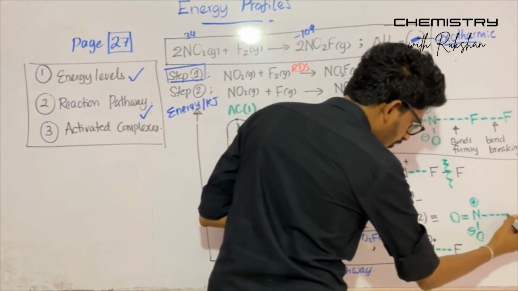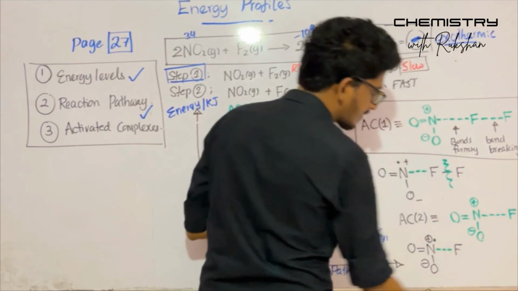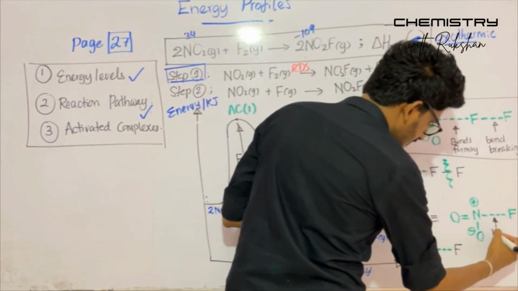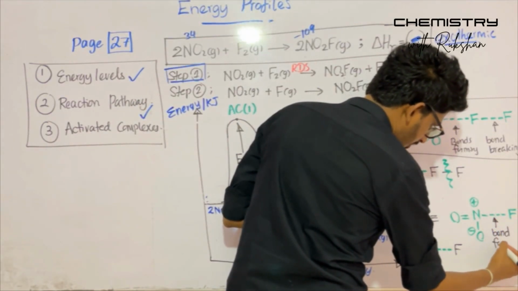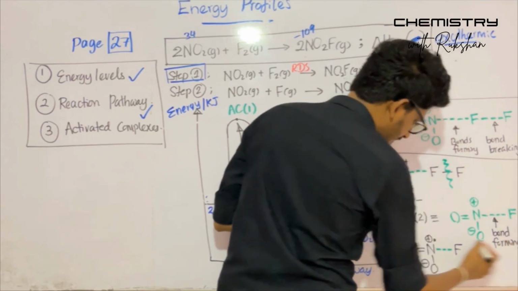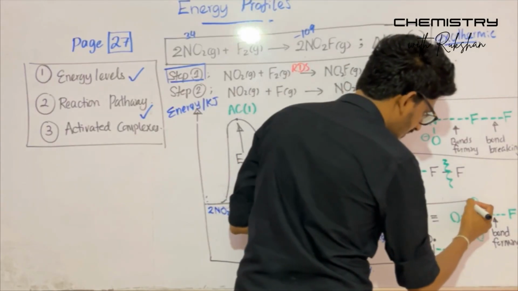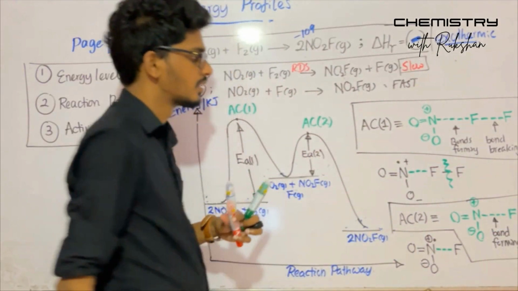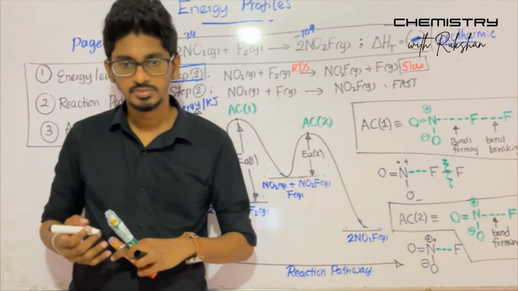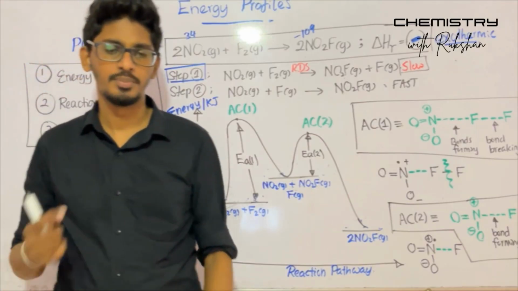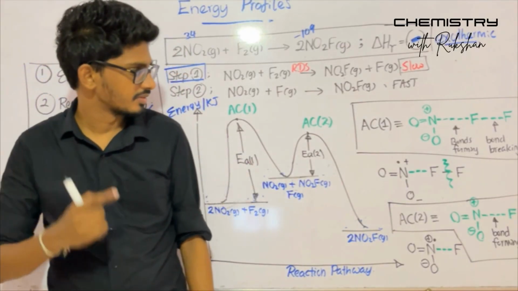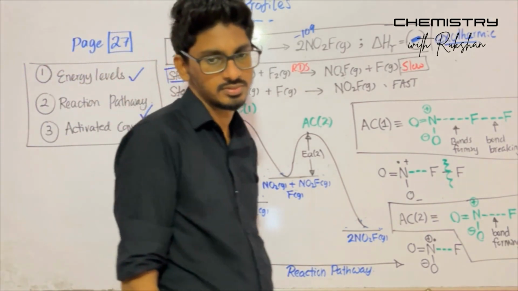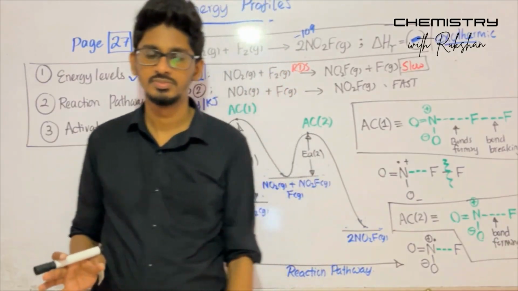The bonds breaking and bonds forming should be marked with lower red lines, right? Bond forming is your activated complex 2. Good idea, right? That is how we are going to come up with the activated complex. So we are done with the energy profile.